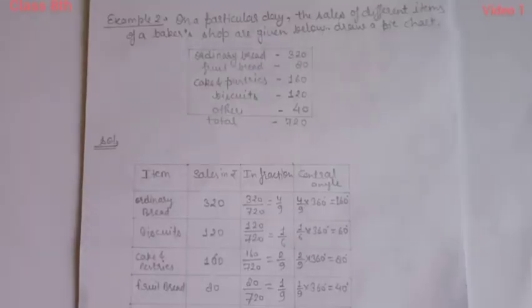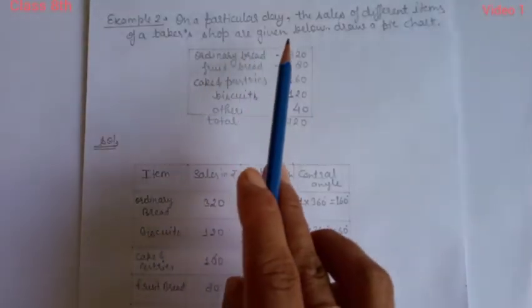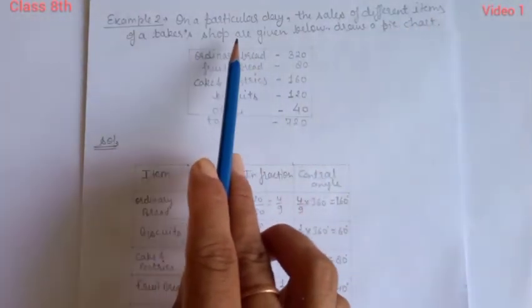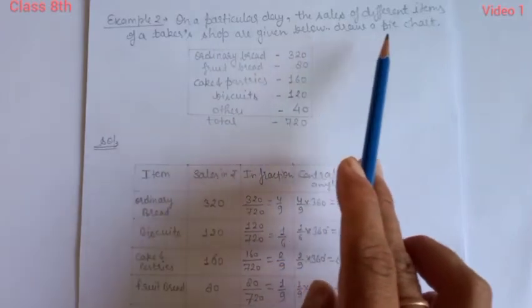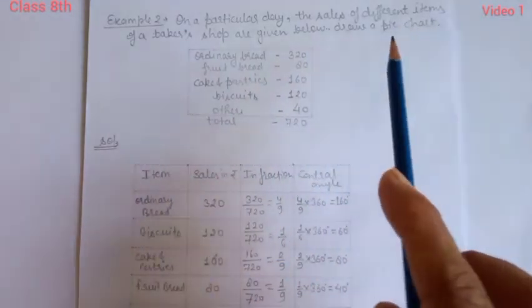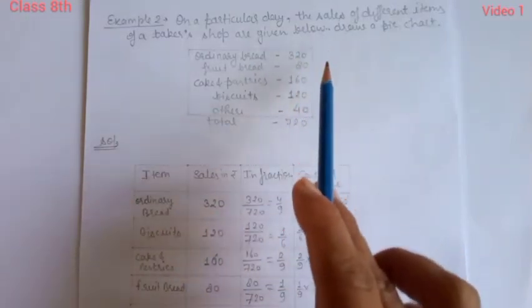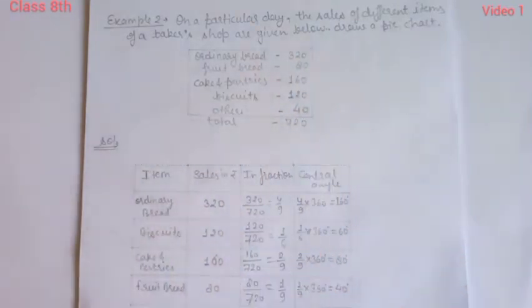Now example number 2. On a particular day, the sales of different items of a baker's shop are given below. Draw a pie chart. So students, in the previous session we did the question which had the percentage. Now here there is no percentage, only rupees. Okay students, so there is a little difference in the question. So how will we do this type of question?